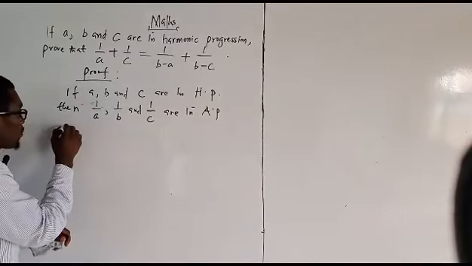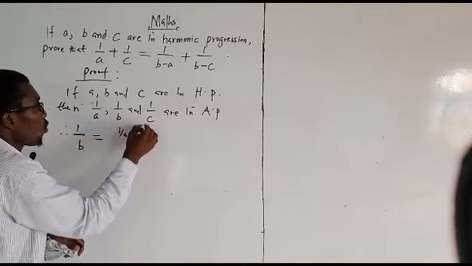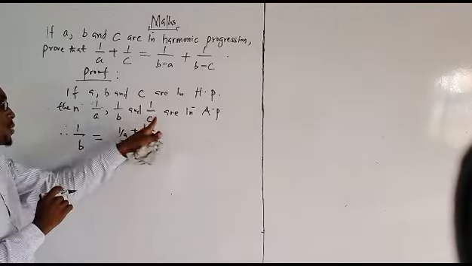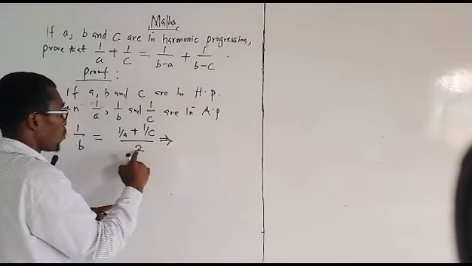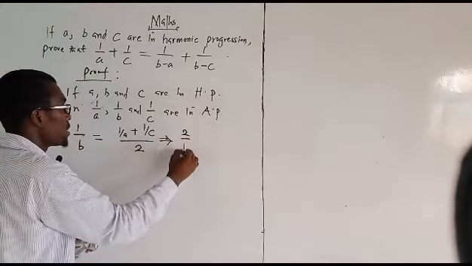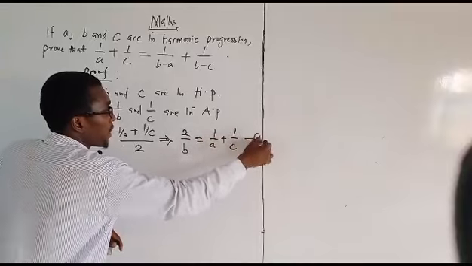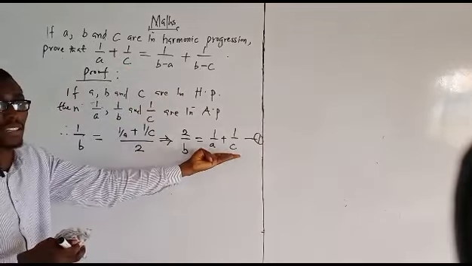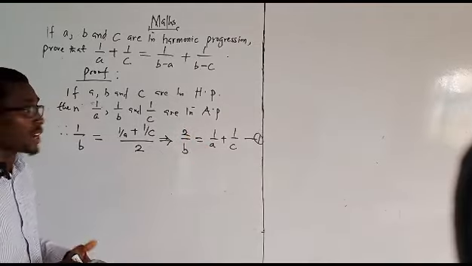So by that I can write, therefore, 1 over B is equal to (1 over A plus 1 over C) divided by 2. Can you see that? That is the mean of these two extreme numbers. You take the average. Then this implies, multiplying both sides, that is clearing the fraction, we can have 2 over B equals 1 over A plus 1 over C. We are making good progress because we have to show that the left-hand side is equal to the right-hand side, and here we have the left-hand side expressed as 2 over B. So at least we are making progress. Now, what do we do next?